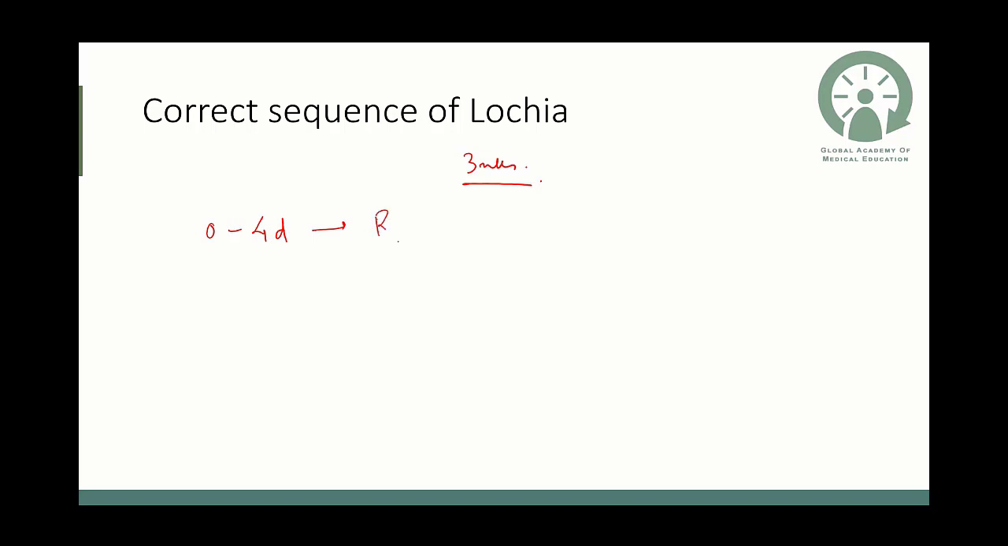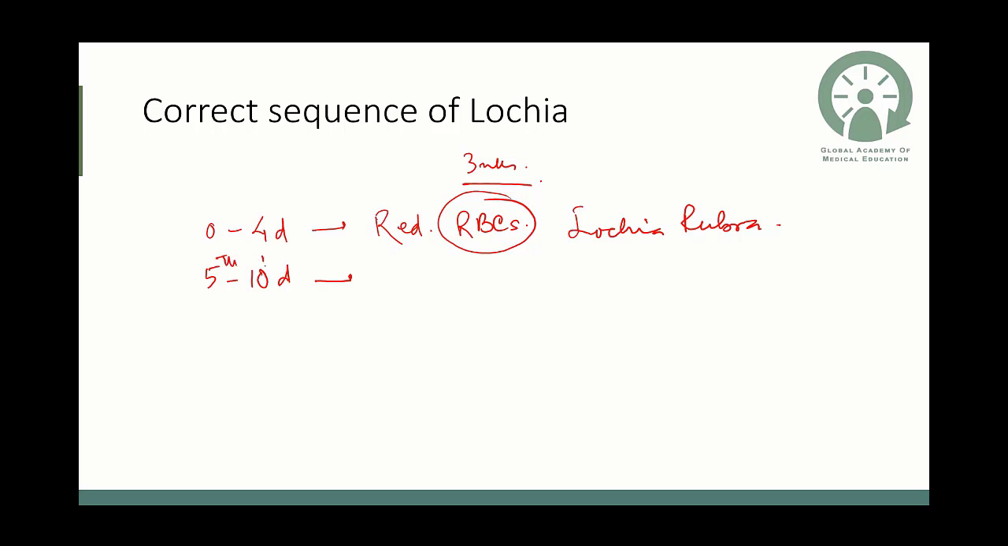from postnatal day 0 to 4, blood comes out. This is mostly RBCs that constitute the lochia, and it is known as lochia rubra, because it is red and rich in RBCs. Afterwards, for the next 5 to 10 days, 5th to 10th day, it becomes paler.